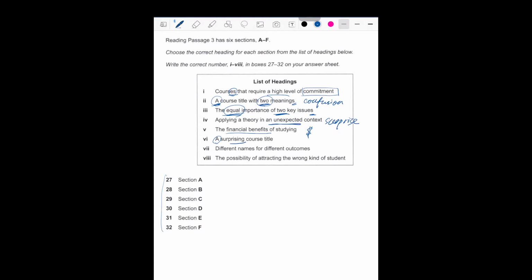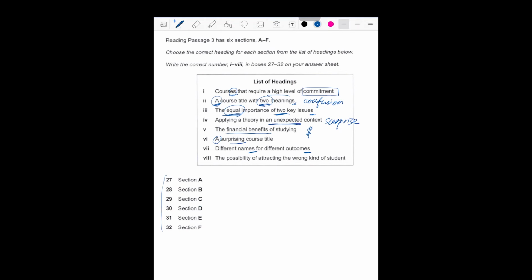Okay, let's take a look at the 7th one. Different names for different outcomes. Names, outcomes, plural form, not just one, maybe 2 or more than 2. Different names for different outcomes. So it will be called differently, different names for outcomes, but the cause may be the same, just the outcome is different. And since the outcome is different, we call those actions a different name, I assume.